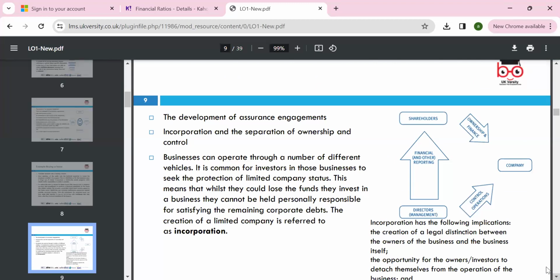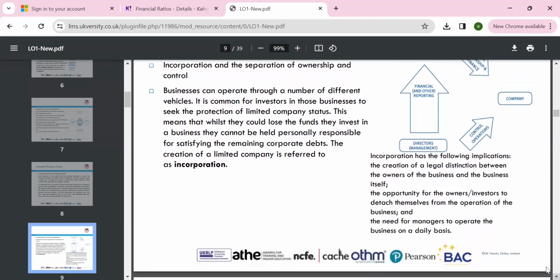The development of the incorporation of a business involves the separation of ownership through a different vehicle. It is commonly invested in. Those businesses seek the protection of limited company status, and this means investors cannot lose more than the funds they invest in the business, and cannot be held personally liable for satisfying the remaining corporate debt. The creation of a limited company refers to the incorporation of an artificial person.